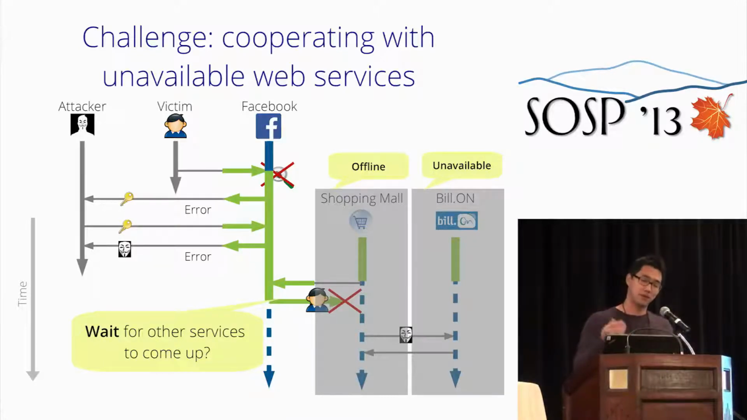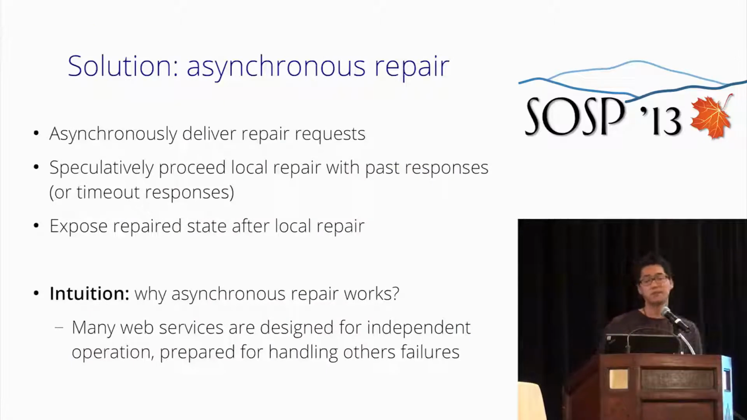Our solution for this particular problem is that we support asynchronous repair. It means we asynchronously deliver repair requests, and we speculatively proceed with local repair using our past responses. And after our local repair, we expose our internal state to the outside world. Our intuition behind this asynchronous repair is as follows. Many websites are designed for independent operation. It means many websites are already prepared for handling failures of many other websites, so this is a natural fit for asynchronous repair.